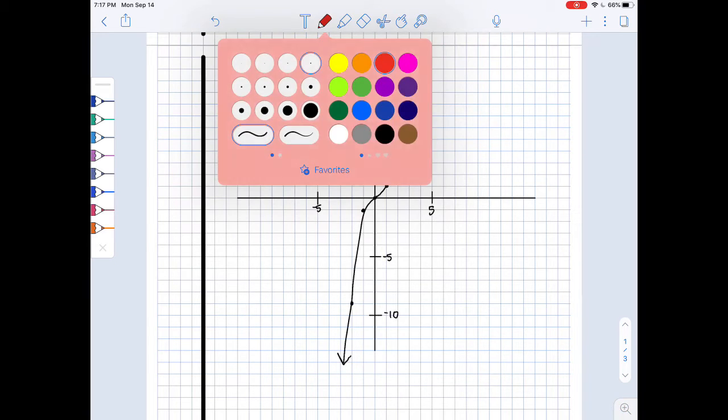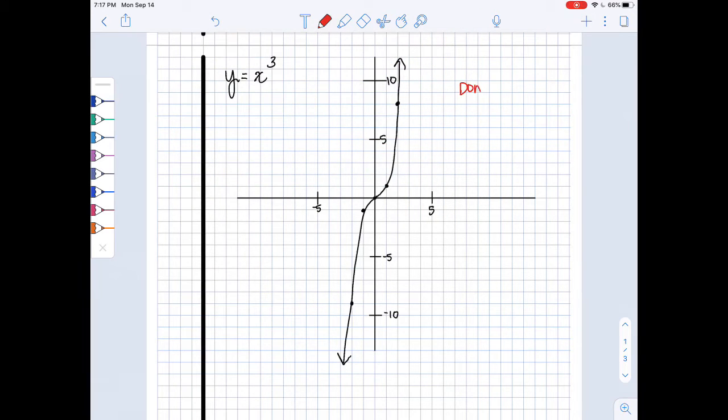So for the domain, it's all of your x values, because this continues to negative infinity and there's no breaks in between, and it goes all the way to positive infinity. Your domain is from negative infinity to positive infinity. And we're going to use parentheses because we can't touch infinity.